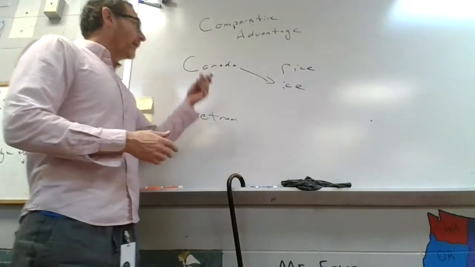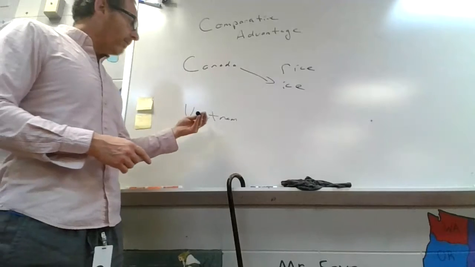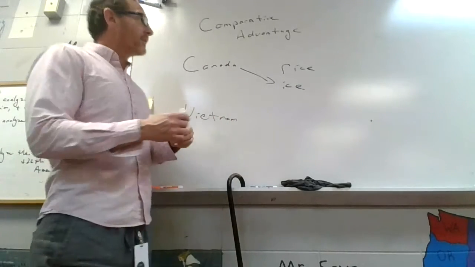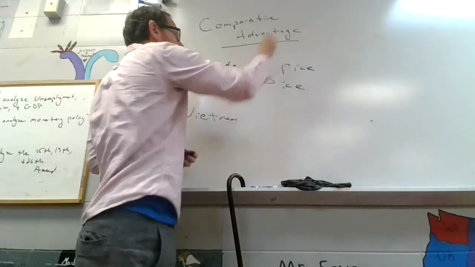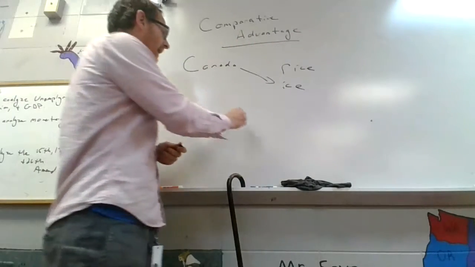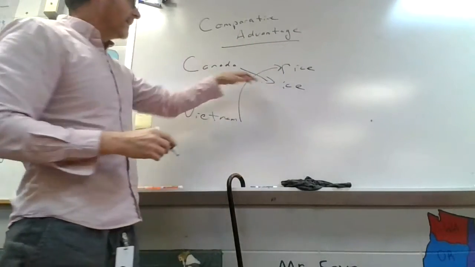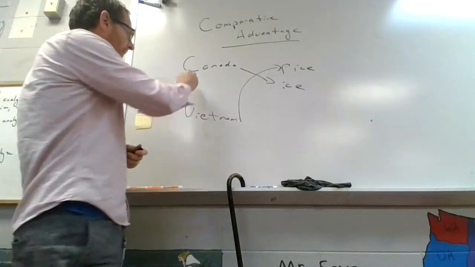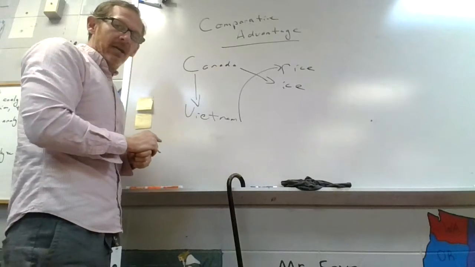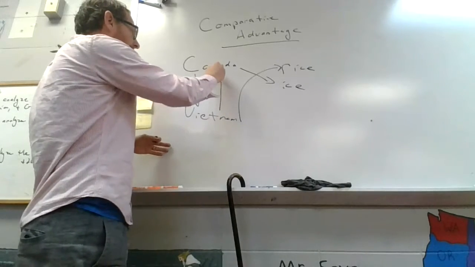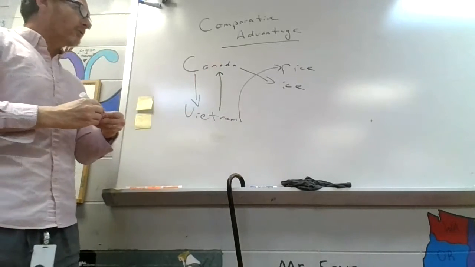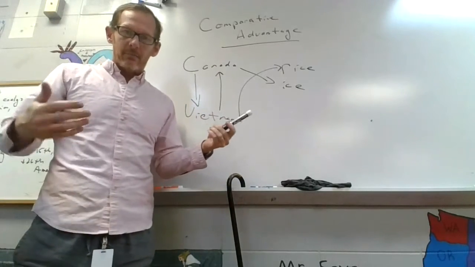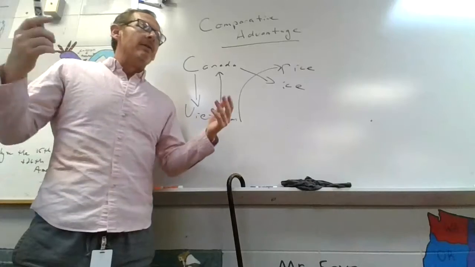So if Canada wants rice and if Vietnam wants ice, it makes a lot more sense, and it's the basis for comparative advantage. Vietnam is going to make rice, Canada is going to make ice, and if Canada wants some rice, well, then they'll buy it from Vietnam. If Vietnam wants some ice, they'll buy it from Canada. So Canada will specialize in making what they're good at, and Vietnam will specialize in making what comes easiest to them.